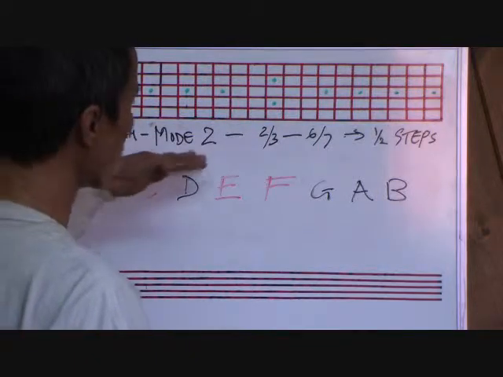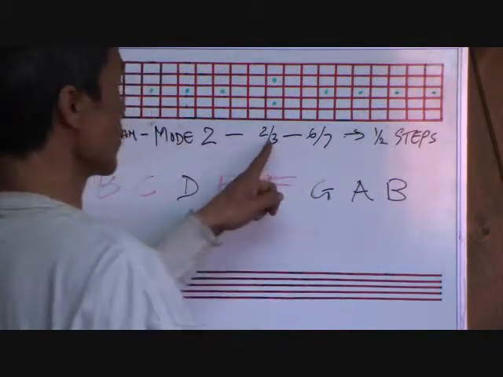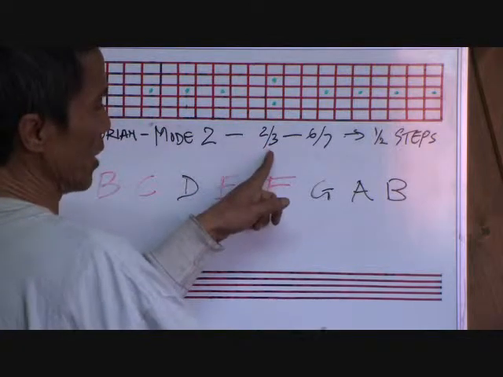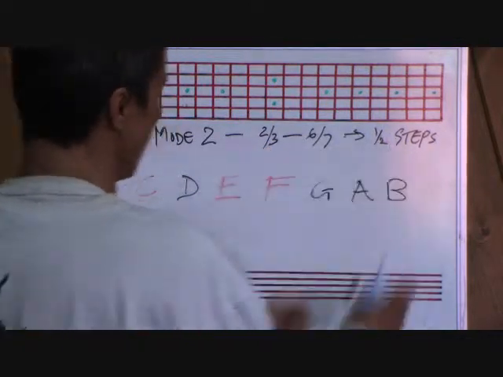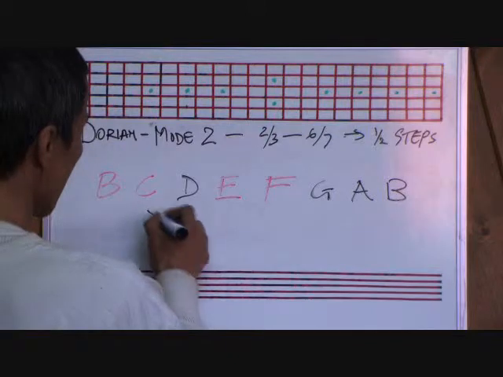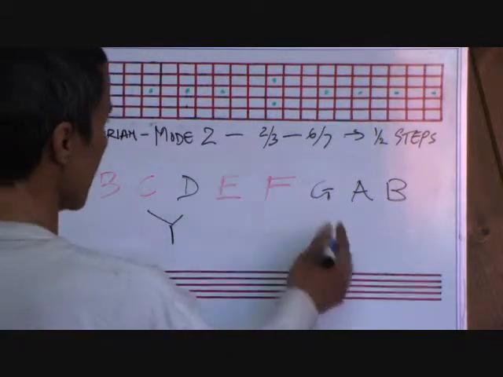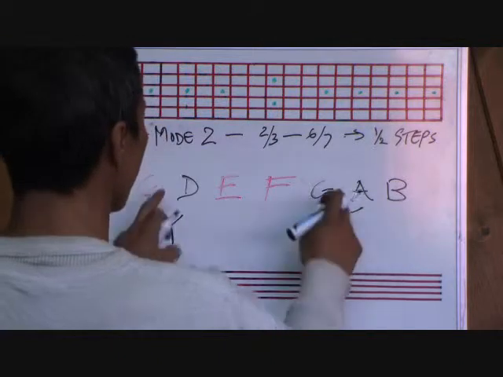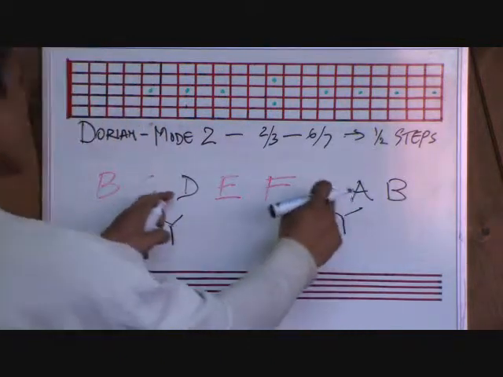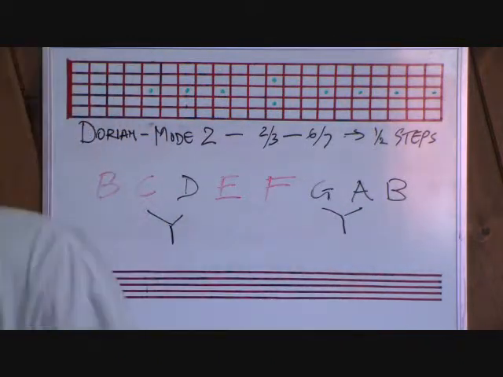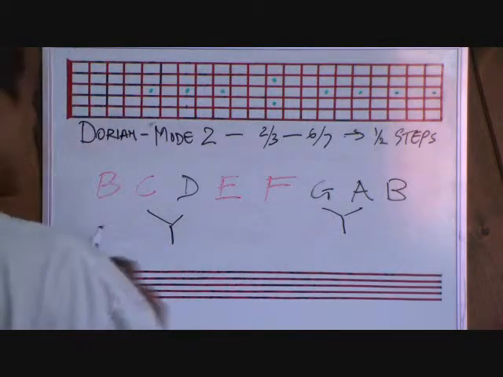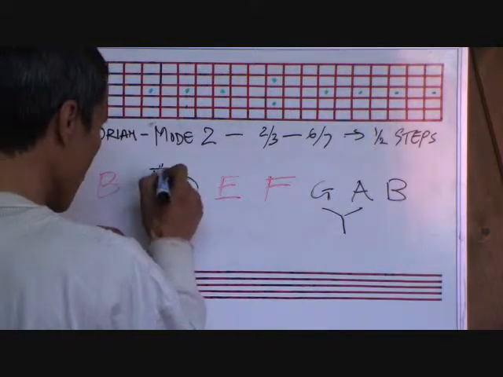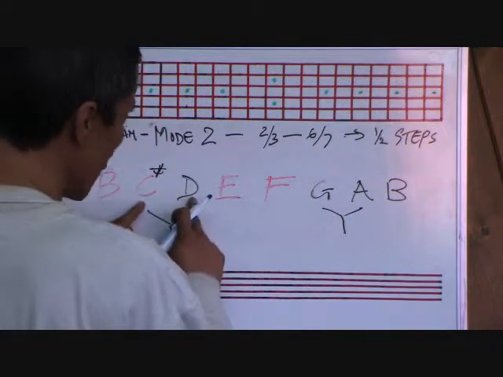Dorian or mode 2 according to its formula: second, third step, 6 and 7 are half step. Okay? Right here, second and third. Right here is 6 and 7. These need to be half step away from each other. Right? B to C is half step. It needs to be full step, so you need to sharp the C. C sharp to D is half step.